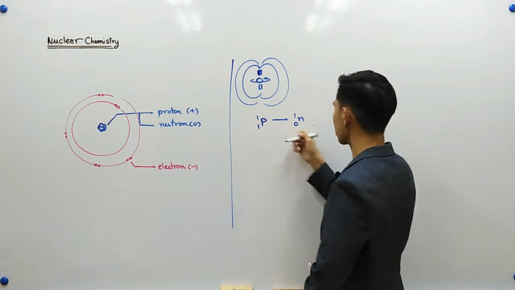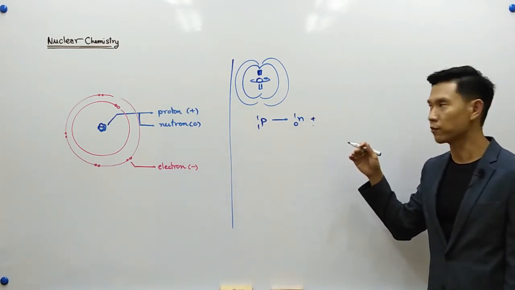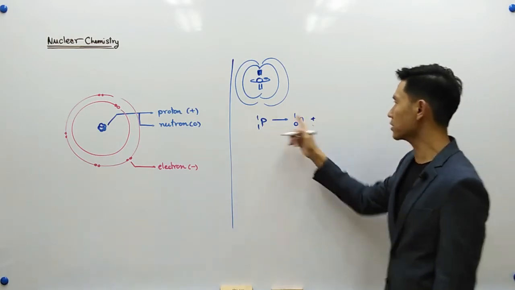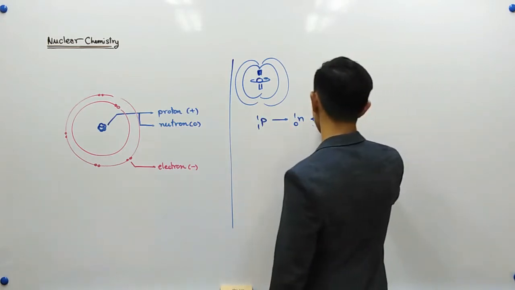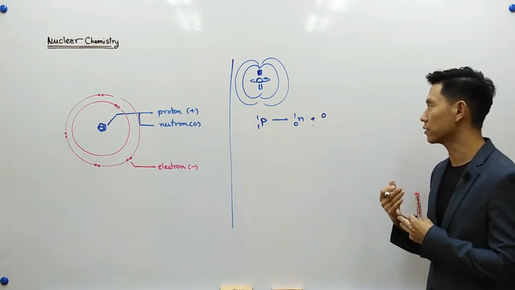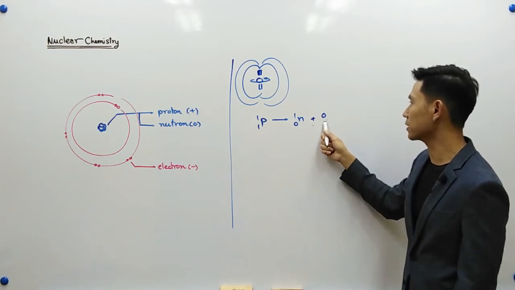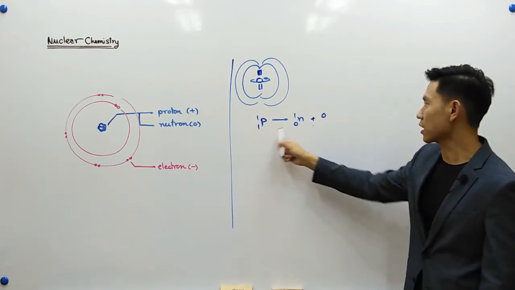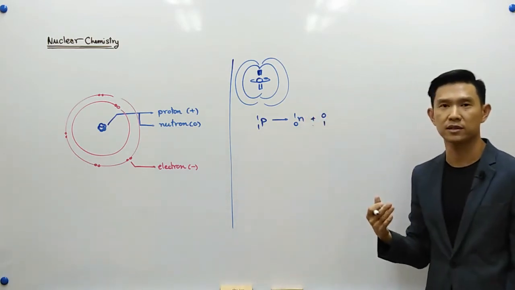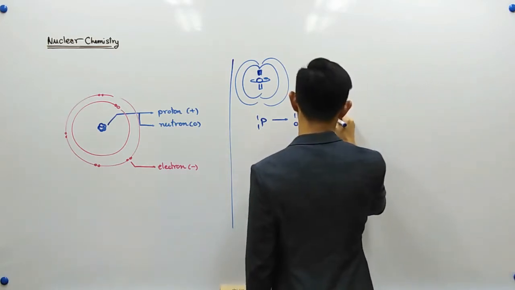So if a proton transforms to be a neutron, it has to release something in order to conserve the mass and charge. The mass is already conserved, so the other particle that is emitted from this kind of exchange or transformation has to have a mass number of 0. But the charge has to be conserved as well. So it has to create something positive with mass number equal to 0. And this thing is called meson, M-E-S-O-N.